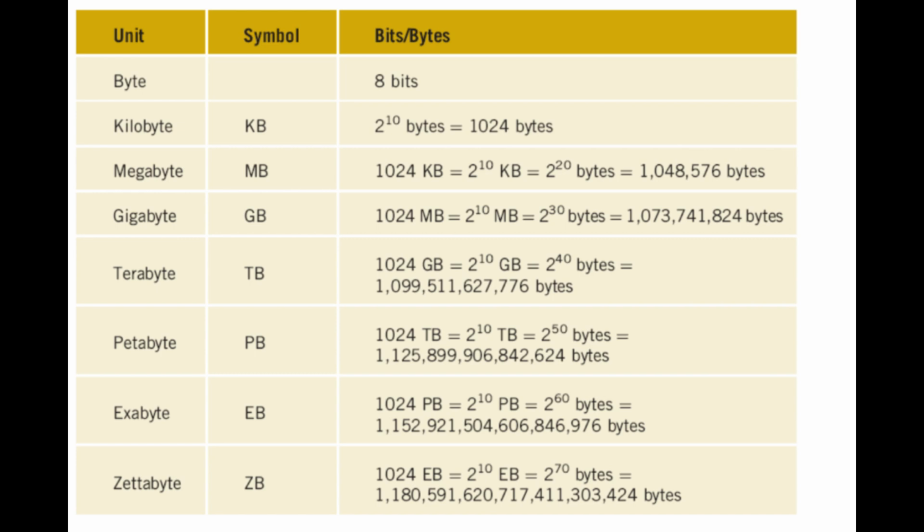Petabyte, PB, is 1024 TB, or in bytes 2 raised to the power of 50 bytes. Exabyte, EB, is 1024 PB, or equal to 2 raised to the power 60 bytes. Zettabyte, ZB, is 1024 EB, or equal to 2 raised to the power 70 bytes. This is the whole table of bytes to zettabytes.